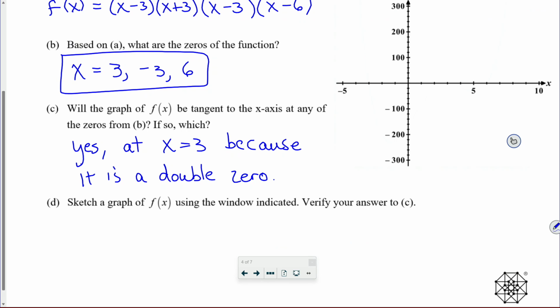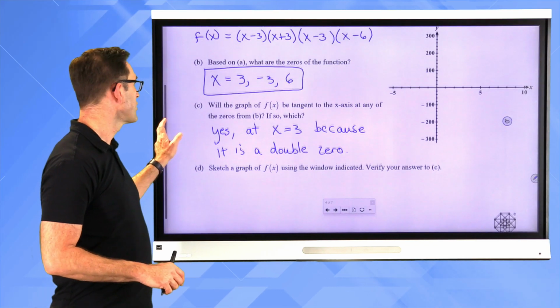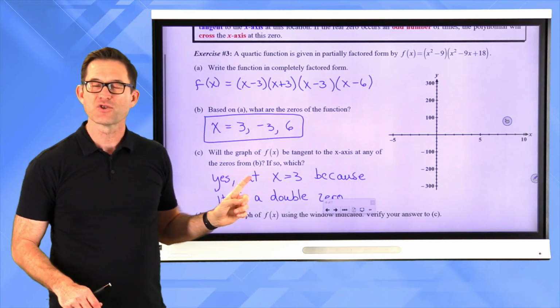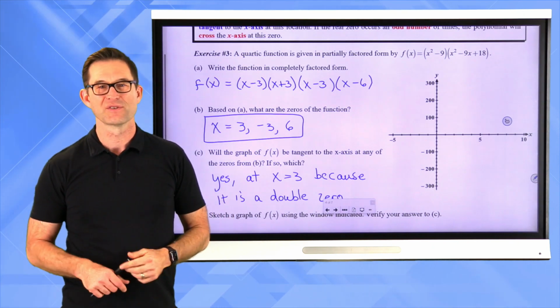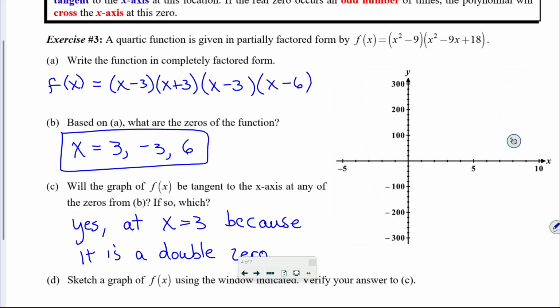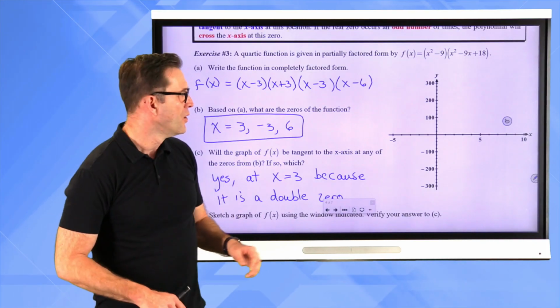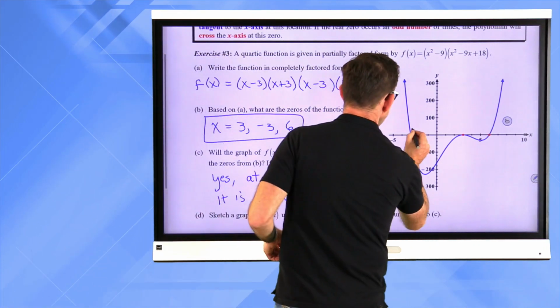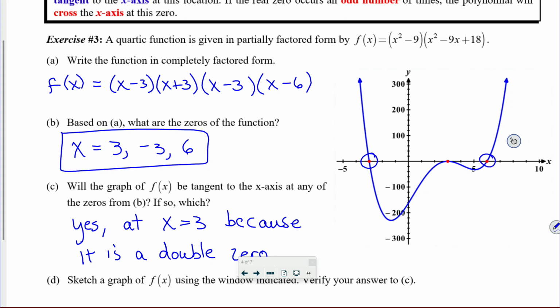Now letter D. Sketch a graph of f of x using the window indicated. Verify your answer to C. All right, well, take out your calculator, throw in the original function, use this window, get a sketch, and make sure to nail down that double zero at x equals 3. All right, cool. Well, the magic of the board, here it comes. There it is, right? And here is that 0 at x equals negative 3. There's that 0 at x equals positive 6. And there is that double zero at x equals 3. Isn't that cool?